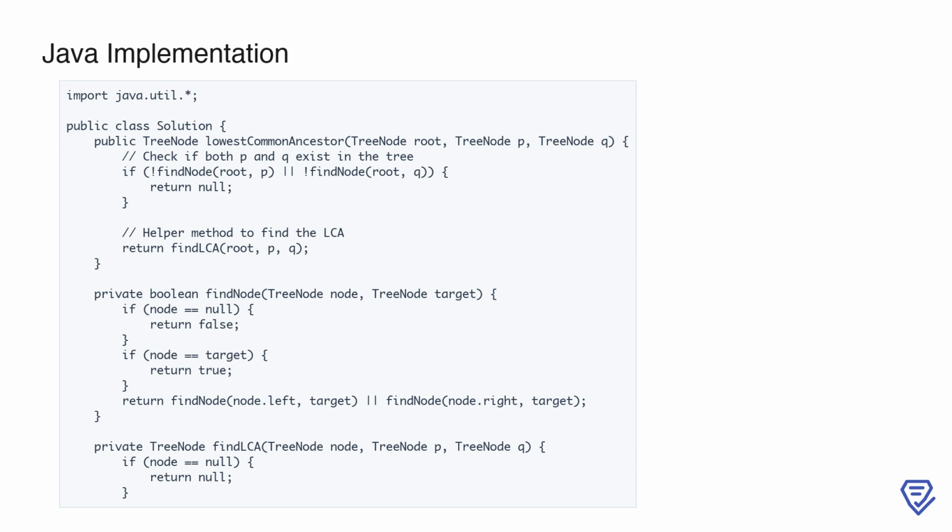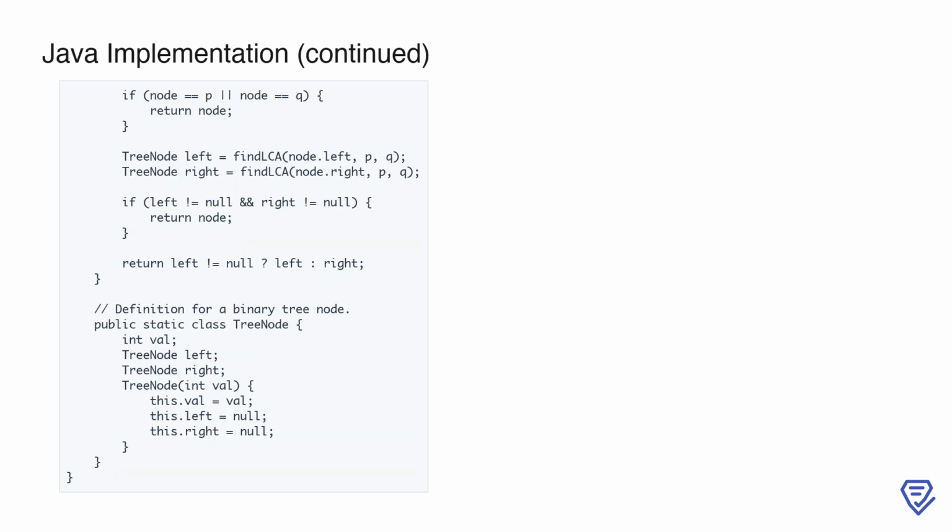If the current node is null, we simply return null as there's no ancestor to be found at that point. Now, in the findLCA method, if the current node matches either P or Q, we return the current node since one of the nodes we are looking for is itself an ancestor. Next, we recursively call findLCA on both the left and right subtrees to explore further. The key logic comes after these recursive calls. If both the left and right recursive calls return non-null values, it means that P and Q are found in different subtrees of the current node, making the current node their lowest common ancestor. In this case, we return the current node.